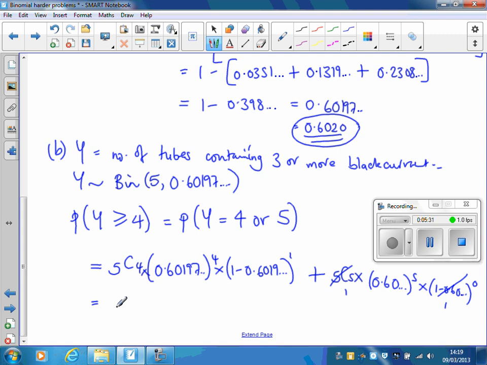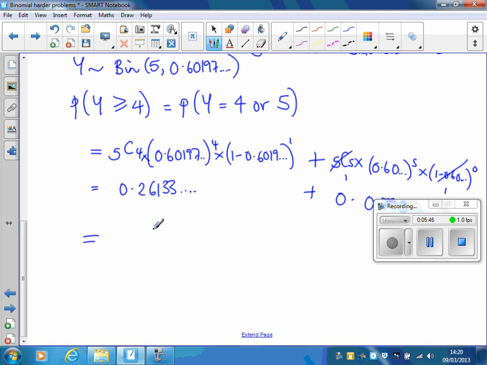Anyway, we can stick this all into a calculator. The first bit there comes out as 0.2613. And the second one over here comes out as 0.0790. And if we add those two together, because it's the probability of 4 or 5, it comes out as 0.34038, which is 0.3404 to 4 decimal places.